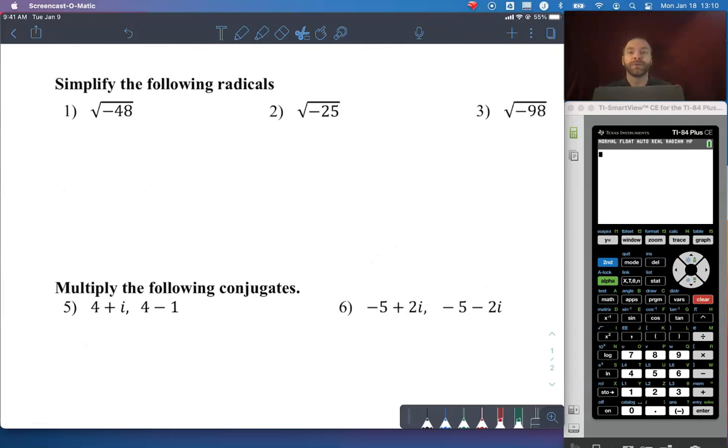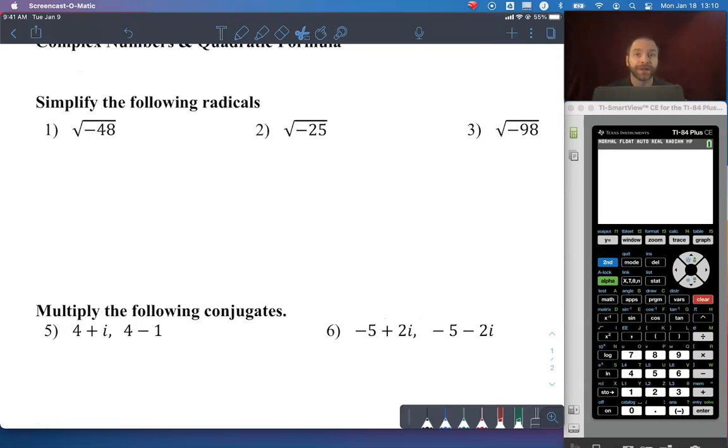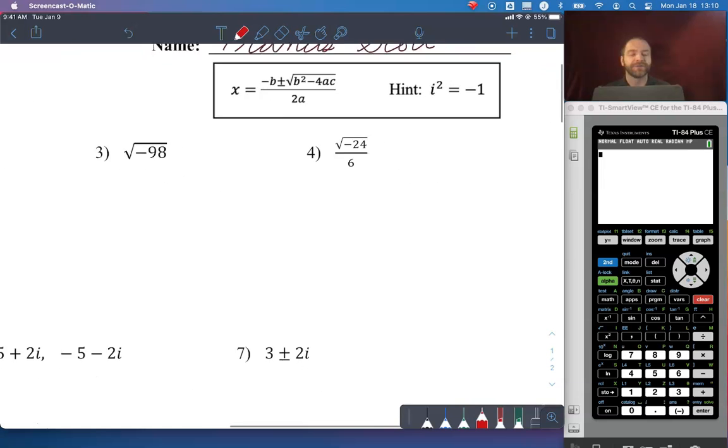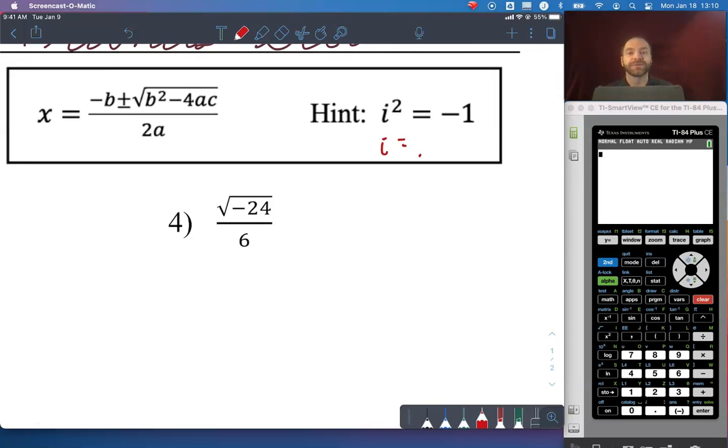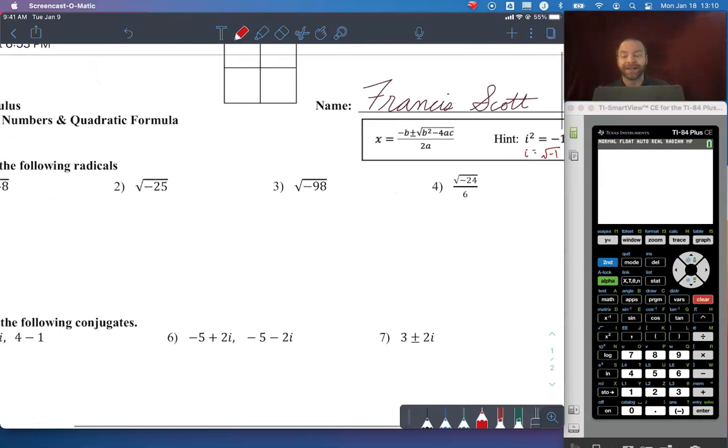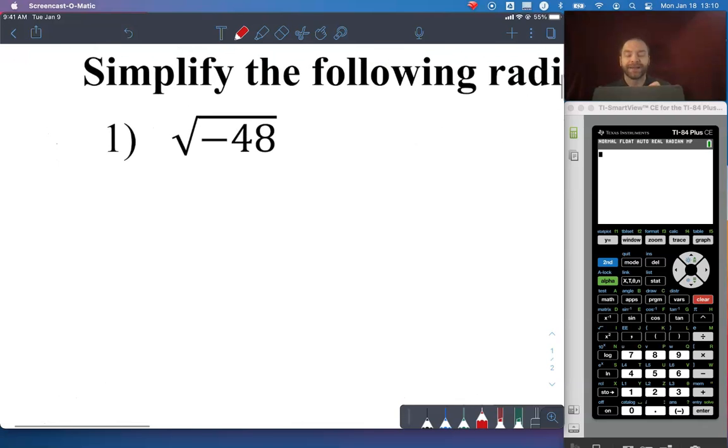All right, so number 1 says simplify the following radical, negative 48 inside the square root. Well, the first thing we're going to do is take out the negative. And we can see over here, as a reminder from Algebra 2, that i squared equals negative 1, which means that i equals the square root of negative 1. And so if I have a negative inside of a radical, I can take that negative out and turn it into an i. So I pull it out, turn it into an i, and I still have the square root of 48.